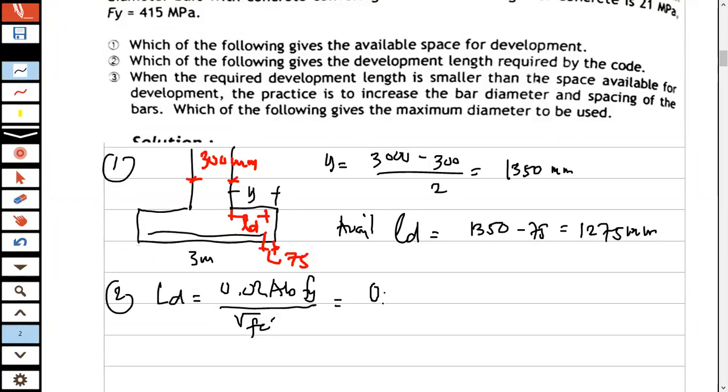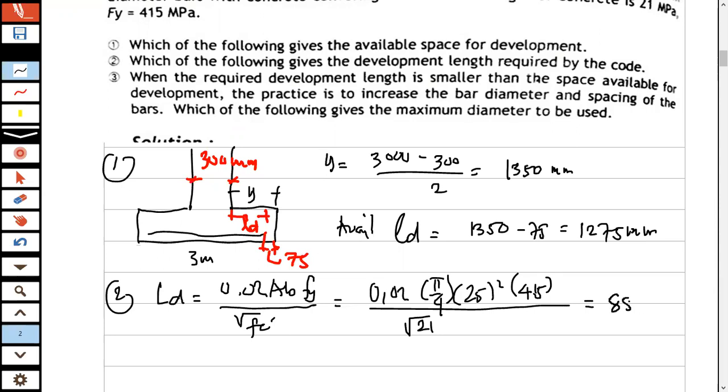So we have 0.02. What's the area of the bar? What's the diameter? 25. Okay. This is 25 millimeters squared. Fy is 415. And then you have square root of fc prime na 21. So therefore, calculating it, that is 889 millimeter. So the requirement is only 889, mga less than pa ng 1 meter. The available is 1.2. Pero sa actual, ini-extend na yan. Pero straight na, walang hook.